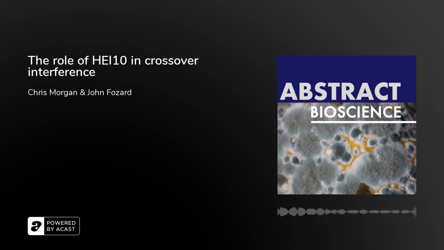Basically, when you have a single crossover, it tends to be found near the center of a chromosome, whereas double or triple crossovers tend to be found more towards the ends of the chromosomes. So can the model recapitulate that patterning?